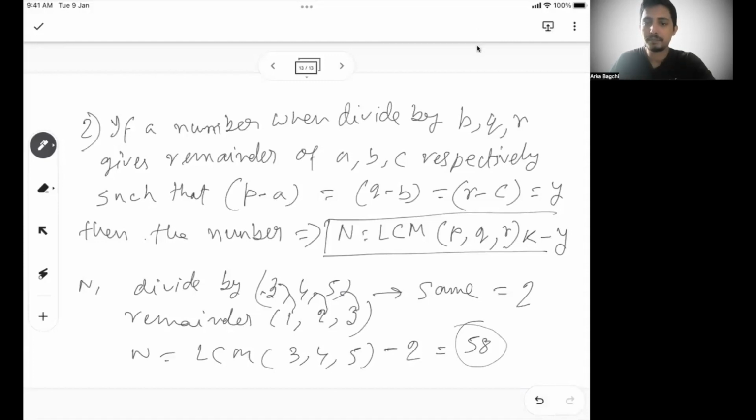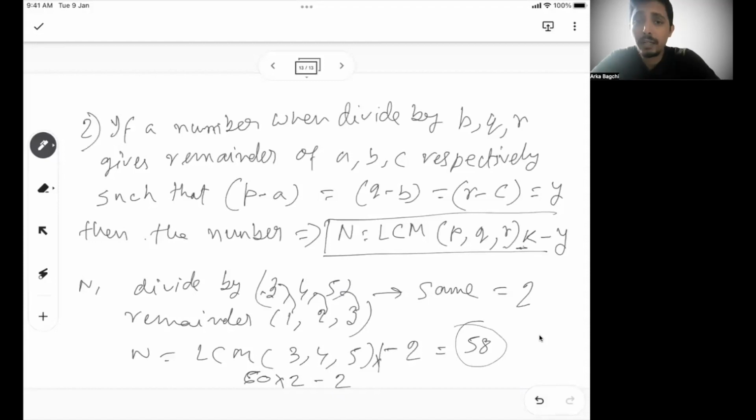If you divide 58 by 3, you will get 1 as a remainder. If you divide 58 by 4, you will get 2 as a remainder. If you divide 58 by 5, you will get 3 as a remainder. So that's the smallest possible. So this is the way. And why the K? The significance of K is that this is the smallest possible value when K is 1. If you multiply this with 2, you will get the next possible value. So the next possible value of N is 60 into 2 minus 2. After that, it will be 60 into 3 minus 2, and so on.